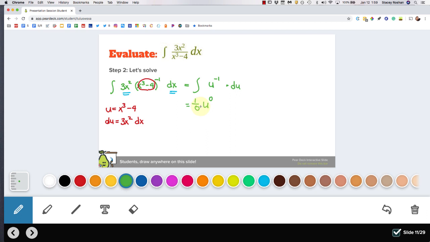You can't divide by 0. And so that is your cue that that's the ln one. That's how I thought about it before it came naturally to me. So this is 1 over u. Antiderivative is ln absolute value of u plus c. Plug back in. x cubed minus 4 is our u, plus c. That's our final answer.